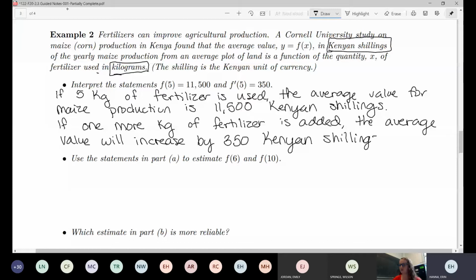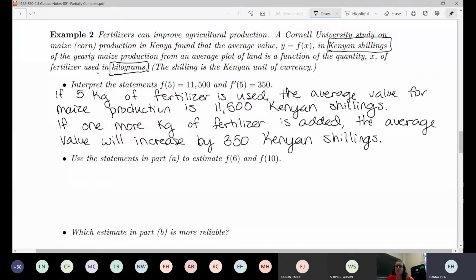And we don't use kind of that rate unit because we're not using the rate way of interpreting. If we said something like, after using 5 kilograms of fertilizer, the average value is increasing by 350 Kenyan shillings per kilogram, that would be perfectly fine, but since we're essentially taking care of that kilogram in this first kind of bit, we don't need it. So it's just increasing by the amount of Kenyan shillings. So those would be acceptable interpretations for those.